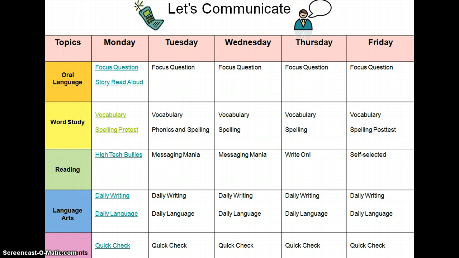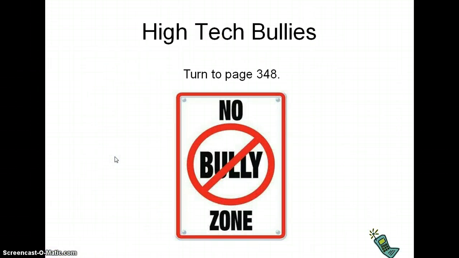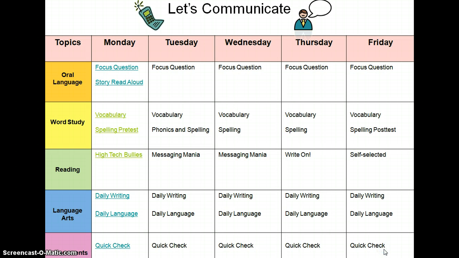Then we move down to reading, and the story selection for this week is high-tech bullies. So I use this as a placeholder to build some background knowledge around what they know about bullying. Have they ever been bullied? Why is bullying a bad thing? Why would we have a no bully zone? What does that mean? And so I have instructions on where they need to turn in the textbook.